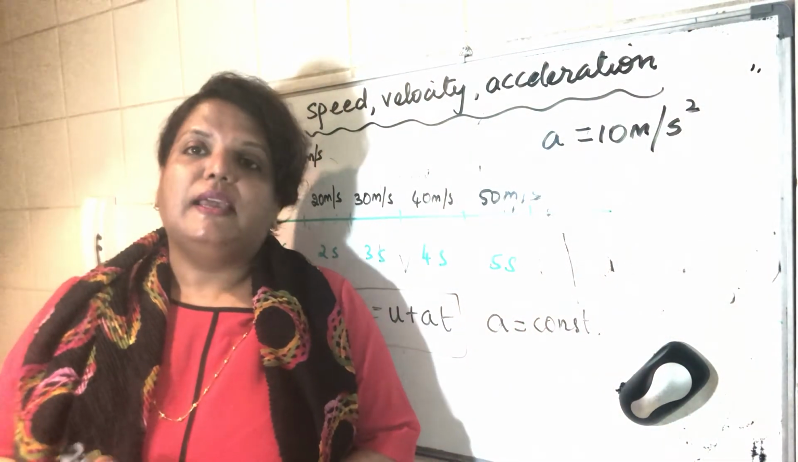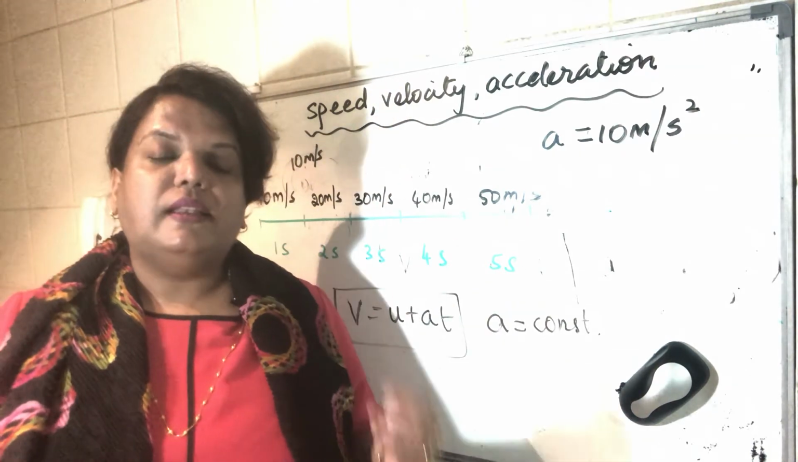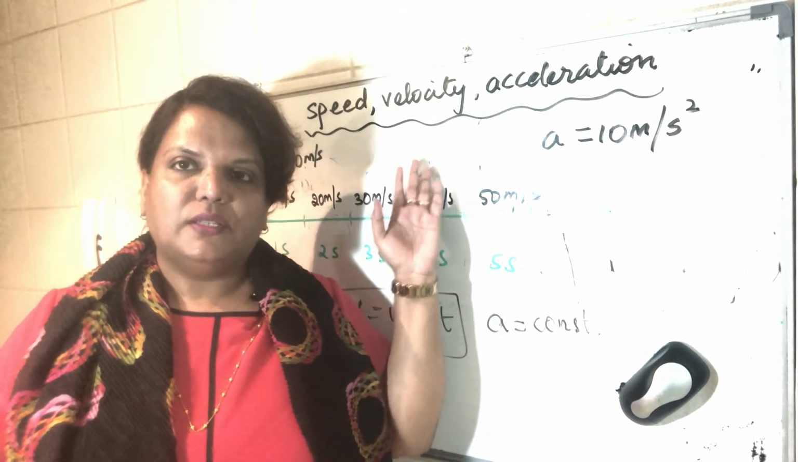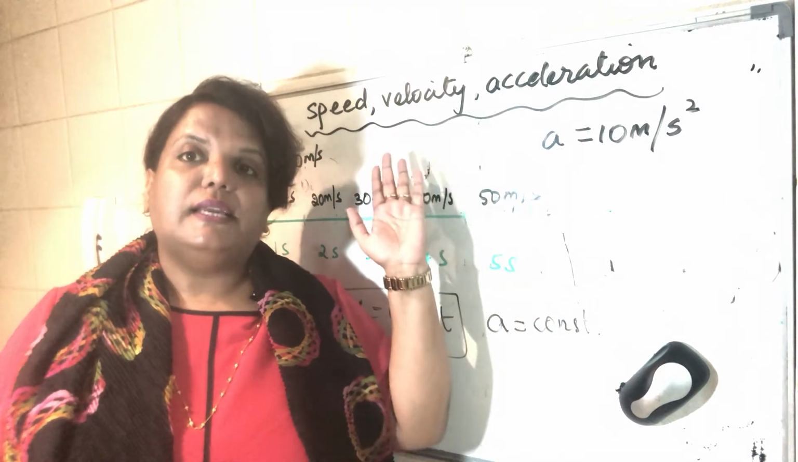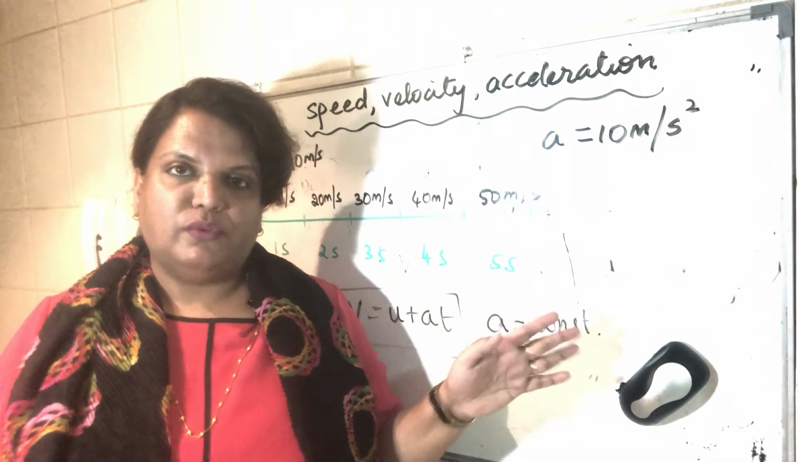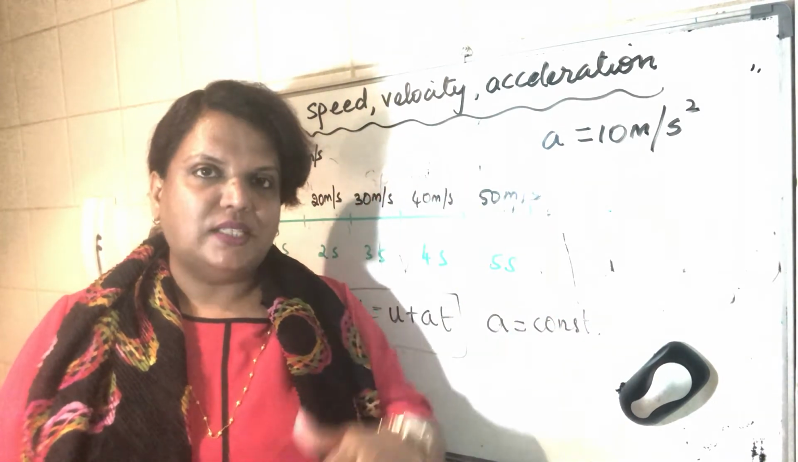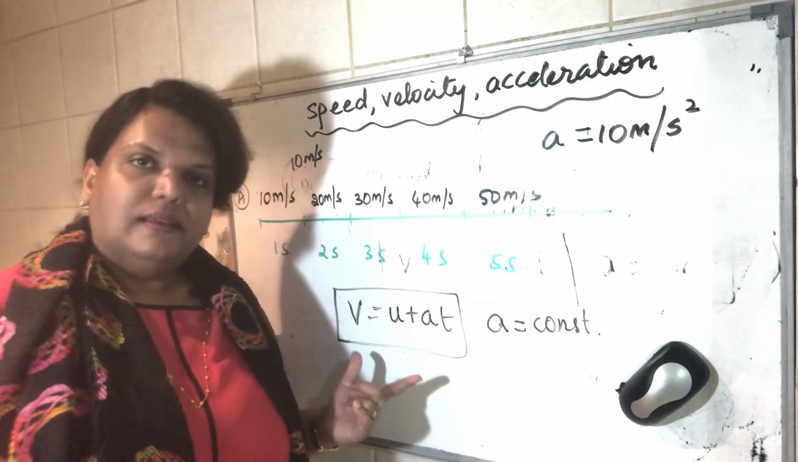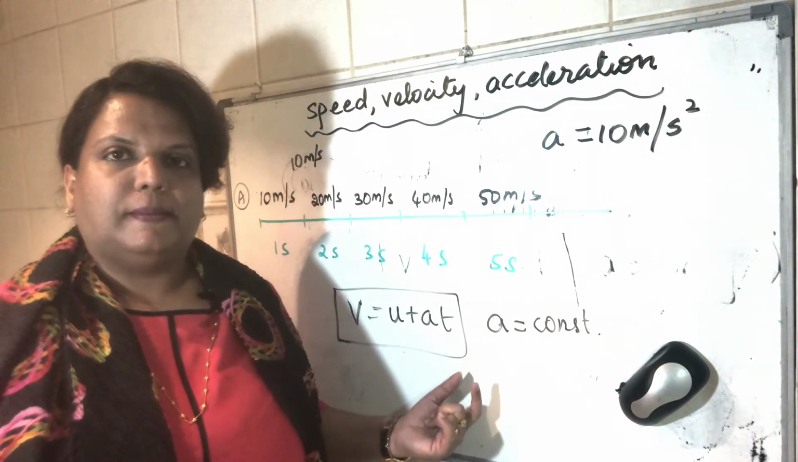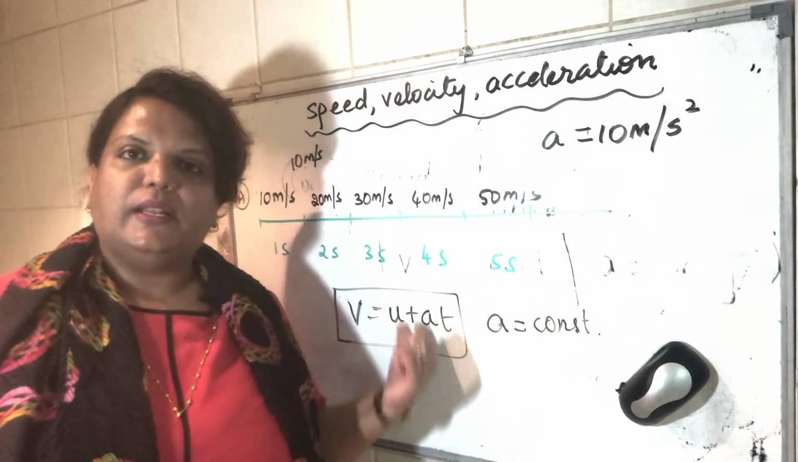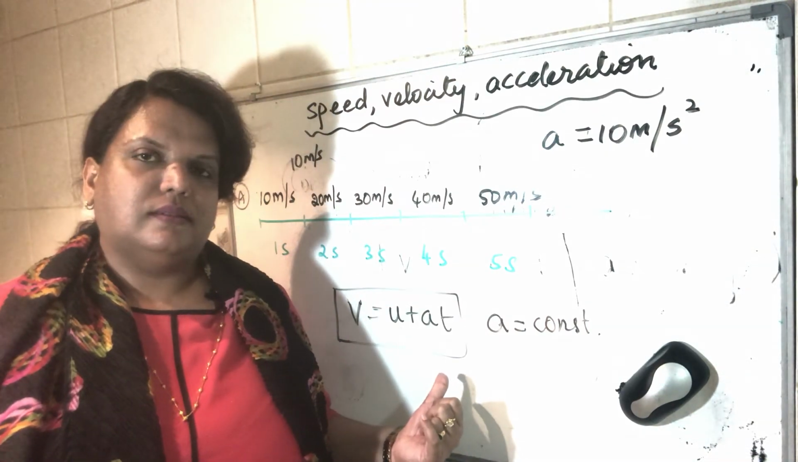In simple terms, if the object is accelerating, then you cannot use the formula speed is equal to distance over time, because it is not maintaining uniform speed. Every second the speed is changing. Hence, if you apply this formula, you will not get the correct answer, because acceleration has to be included in the calculation. Clear?